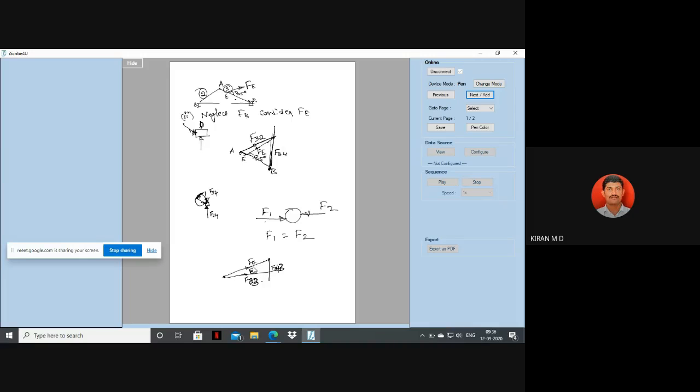One is FE, and another is the force from link 4 and the force from link 2, meaning the links which are connected to that particular link. Link 3 has connections with 2 and 4, so definitely it will undergo a force from link 2 and a force from link 4. The force from link 4 is F43, and the force from link 2 is F23.